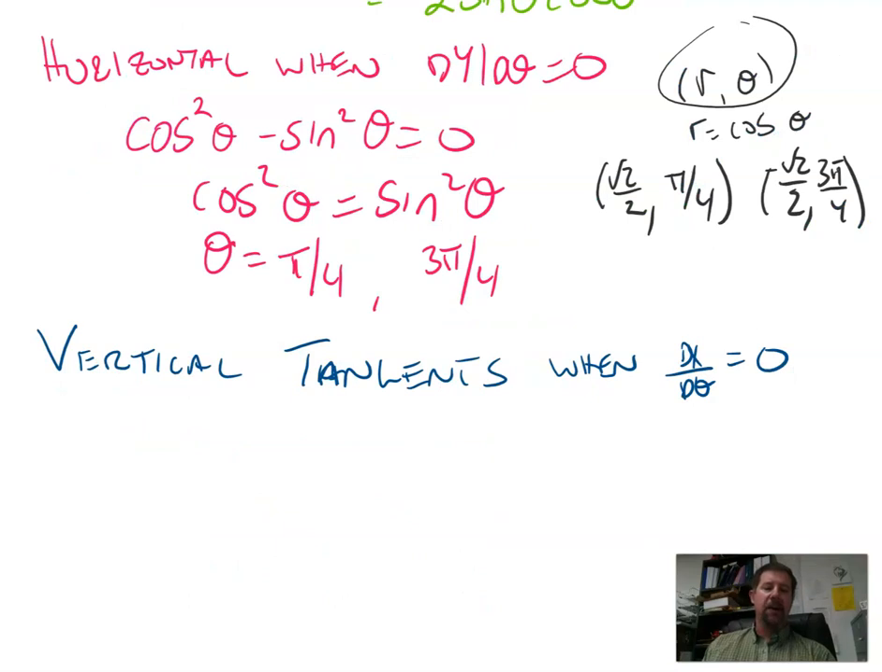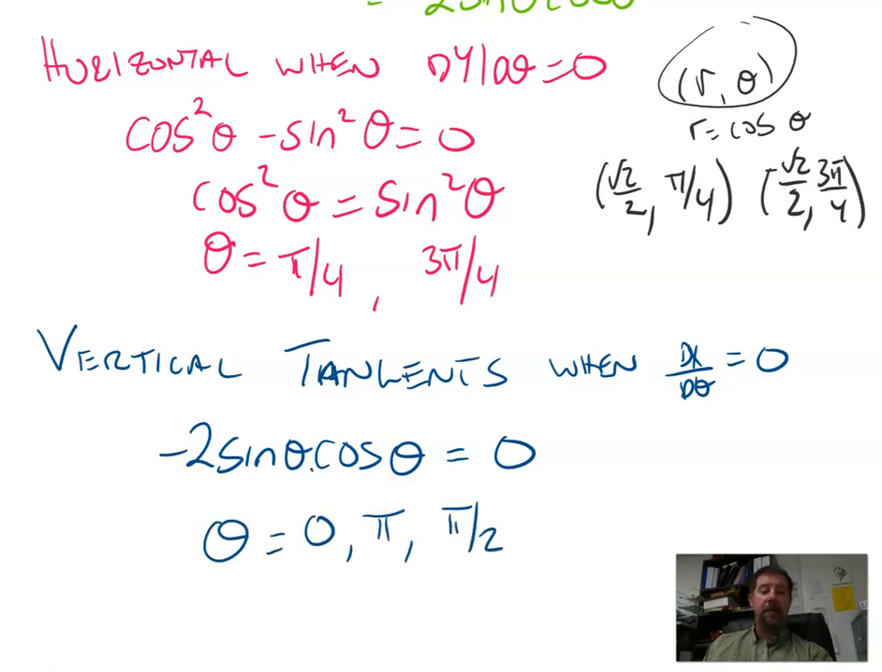And now where to find our vertical tangents. We get vertical tangents, again, when the slope is undefined, or when dx d theta is going to equal 0, and dx d theta was negative 2 sine theta cosine theta. And so this is going to equal 0 when theta equals 0 and pi for the sine half of things, and at pi over 2 for the cosine part of things. So when theta is 0, pi, and pi over 2 is when we're going to have vertical tangents.